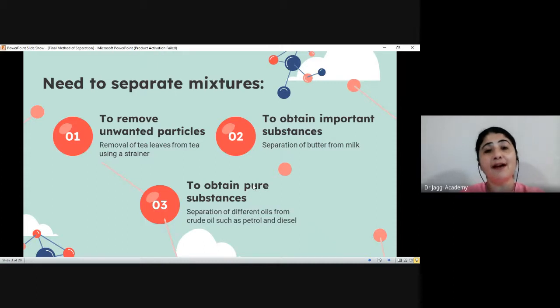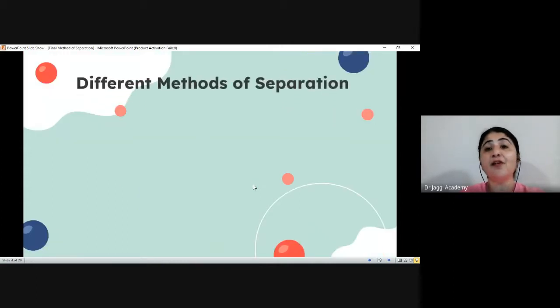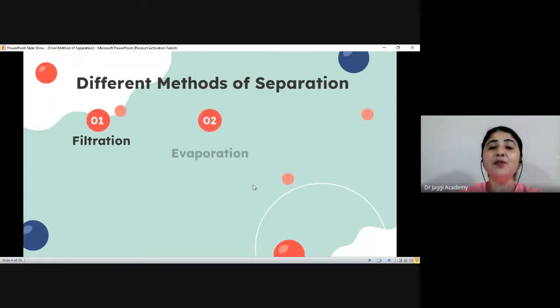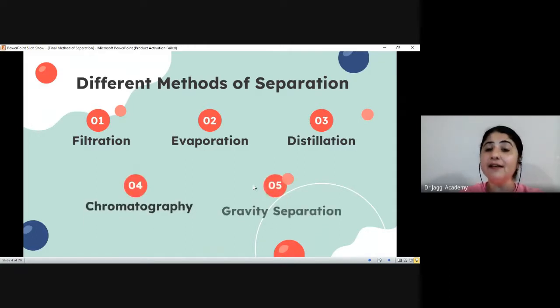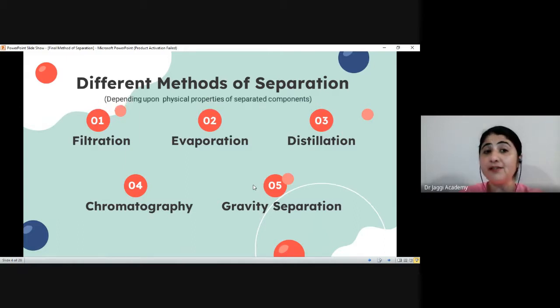So let's start. What are the different methods of separation? Basically, we have five methods of separation. Number one is filtration. Second one is evaporation. Third one is distillation. Fourth one is chromatography. Fifth one is gravity separation. And the selection of the method is on the basis of the physical properties of the components to be separated.